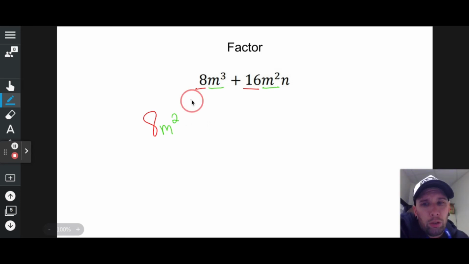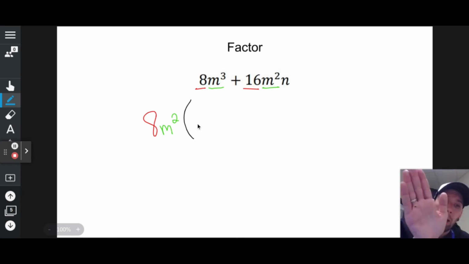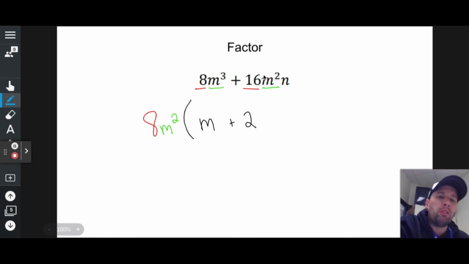So what's my leftovers? Well, if I divide 8 from 8, I get invisible 1. I'm going to hold on to that. If I take m squared from 3 m's, I'm left with 1m. So that invisible 1 is there, but I don't need the invisible 1. If I divide 8 from 16, I get 2. If I pull 2 m's from 2 m's, I have no more m's. And I have nothing here, so I have like this little n just kind of floating around. That's my leftover. That's my answer.